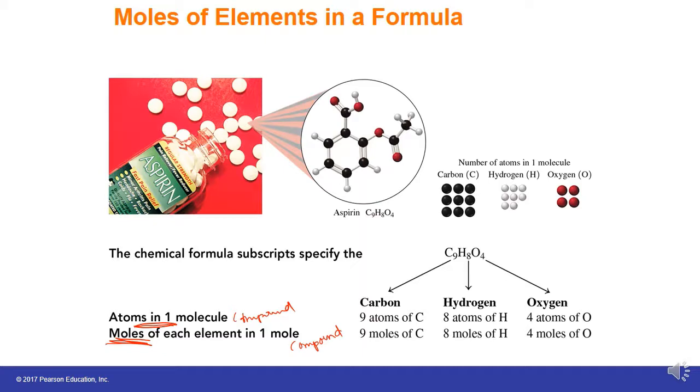So if I have the chemical formula for aspirin, it's C9H8O4. That means that I have 9 atoms of carbon, 8 atoms of hydrogen, and 4 atoms of oxygen in 1 molecule. But it also means that I have 9 moles of carbon, 8 moles of hydrogen, and 4 moles of oxygen in 1 mole of this substance.